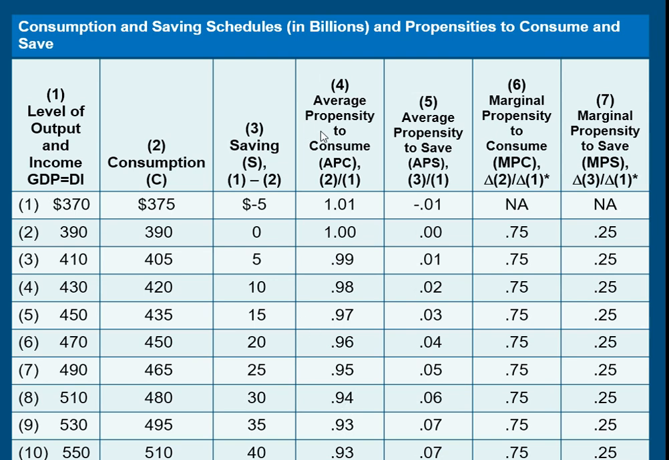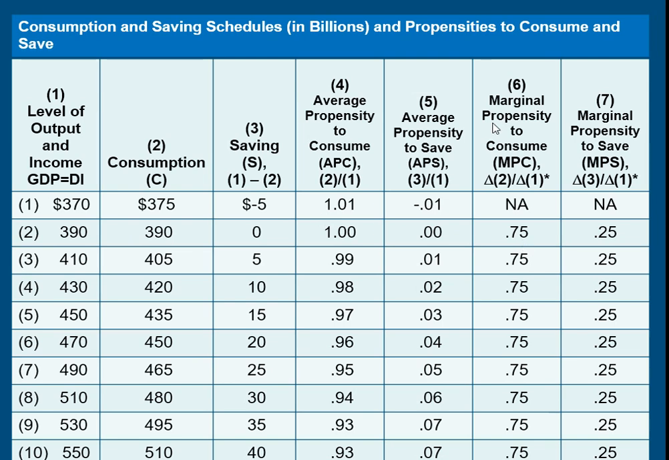So average propensity to consume can be calculated by dividing consumption by disposable income. Similarly, average propensity to save can be calculated by dividing saving by our disposable income. We have to divide 5 by 370 and it will give us average propensity to save, or APS. Similarly, when we divide 0 by 390, it will give us 0.00 and so on. So when we have to calculate APS, we have to divide saving by disposable income.